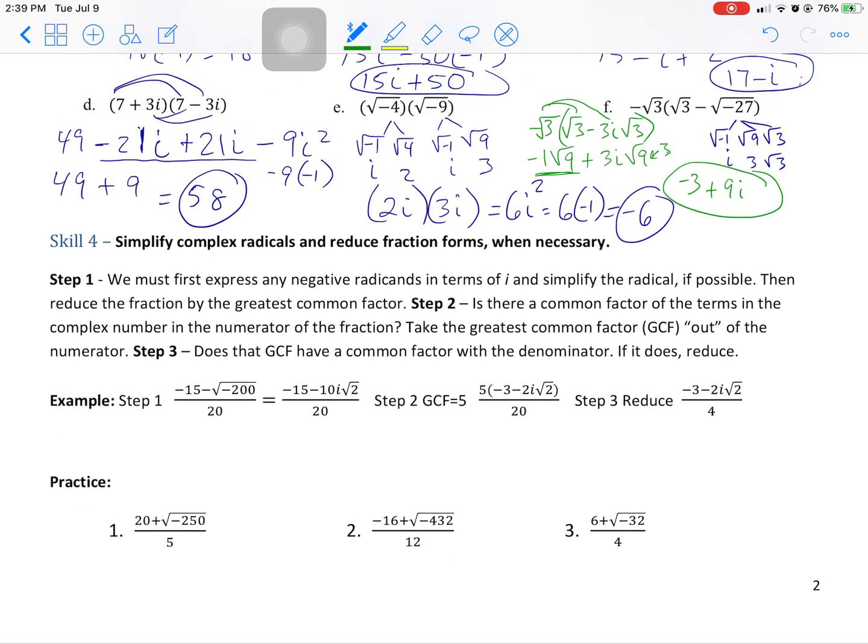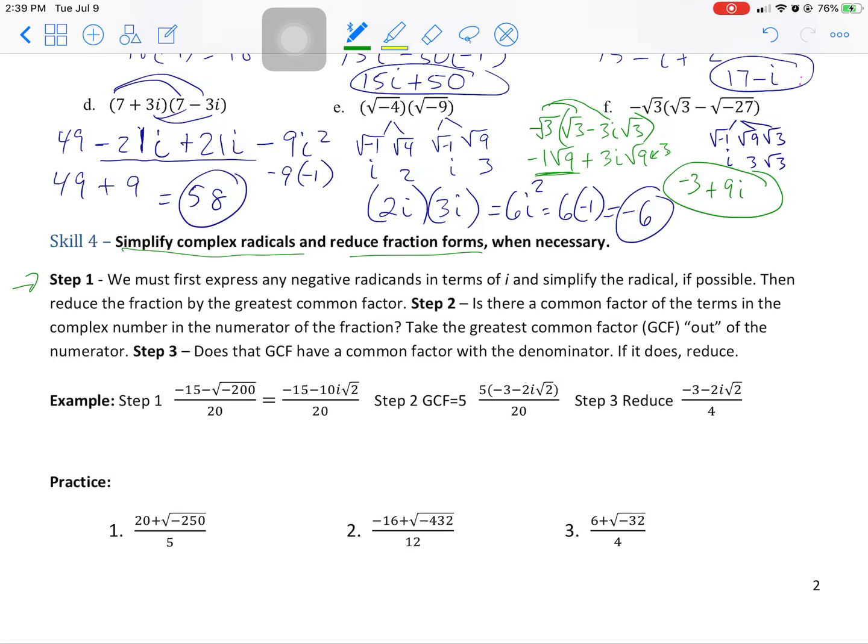All right, so those need practice. All right, simplify complex radicals and reduce fraction forms when necessary. Step 1, we must first express any negative radicands in terms of i and simplify the radical if possible. Then reduce the fraction by the greatest common factor, and we'll talk about step 2.